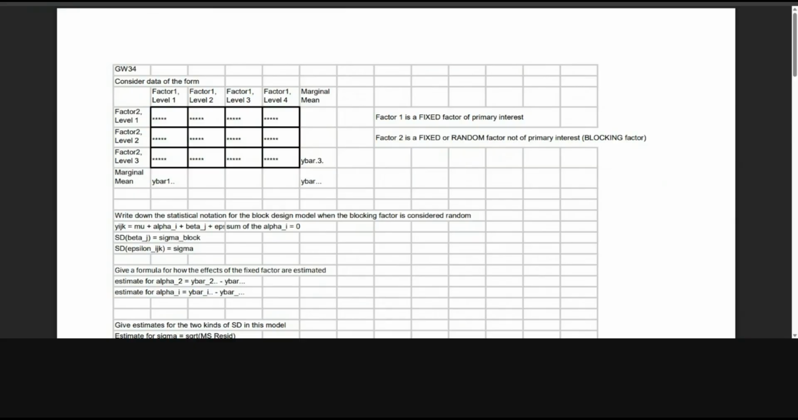Okay, then we had the classical block design that we talked about. You have one factor of interest and some other factor that's the blocking factor. And then you do need to know this: how do you find effect estimates? I hope this makes sense. If you want the estimate of the effect of a certain level, you take that marginal and subtract it in.